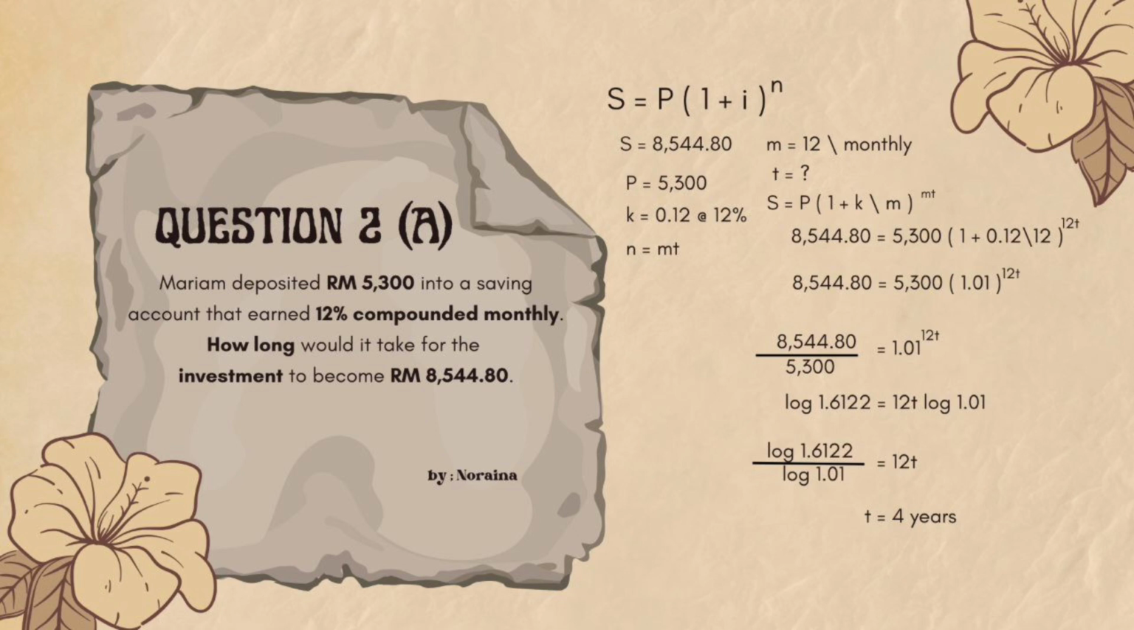1.6122 equal 1.01 power of 12t. We are going to put a log in front of 1.6122 and in front of 1.01 simply because we are going to cut out the power. Put log 1.01 on the left, which will be log 1.6122 over log 1.01. Settle that, then exchange it with t, and 12 will be divided by the previous calculation. There you have it. The answer for t is 4 years.